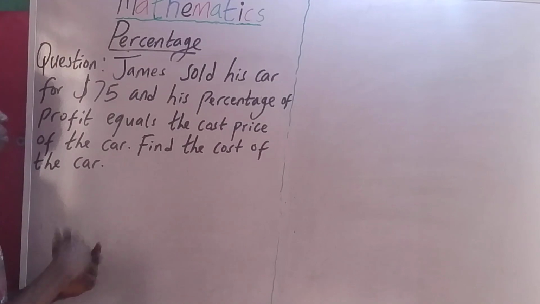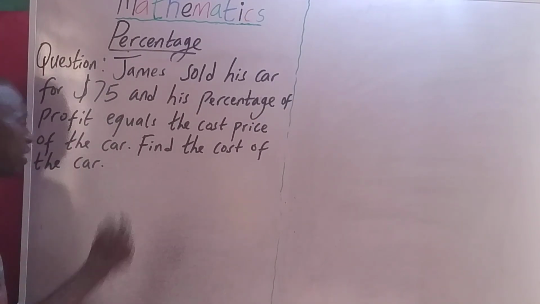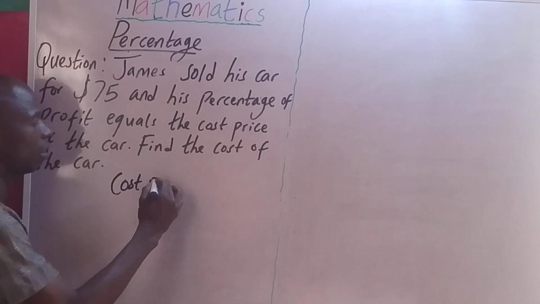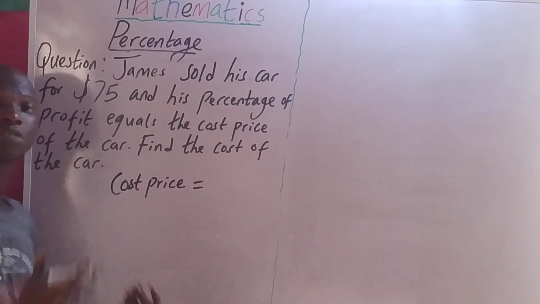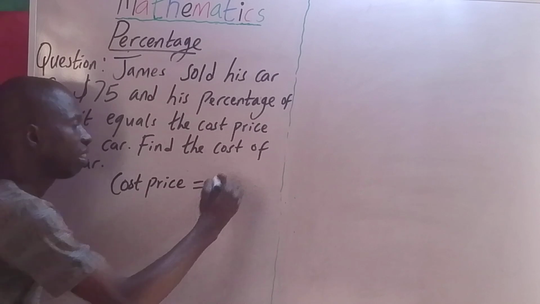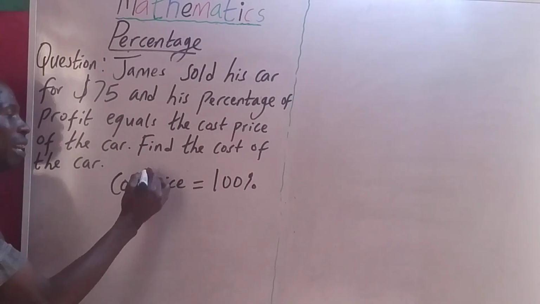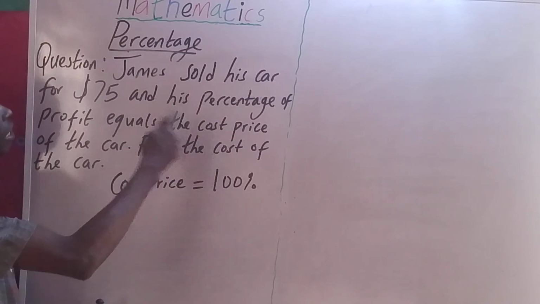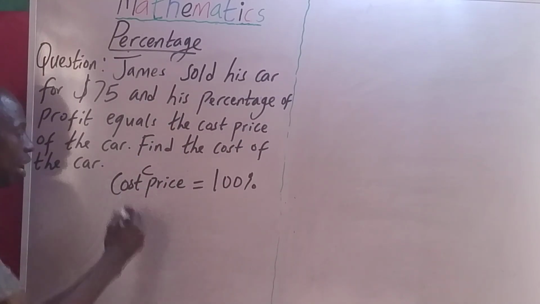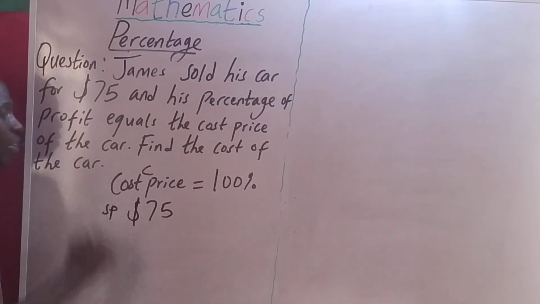We know that before you can sell something for $75, there must be a cost price. So let's say the cost price, we don't know the cost price, okay, but we know that cost price is always 100%. So let's say it's 100%, and since we don't know the cost price, let me denote this with C. Now we're told that he sold the car for $75, so I'll put $75 here, which is my selling price.